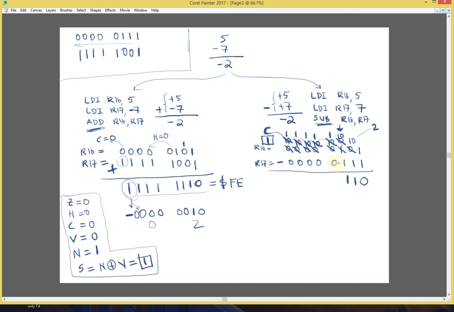Okay, 1 minus 0 is 1, for each of the remaining five columns. What is the answer?